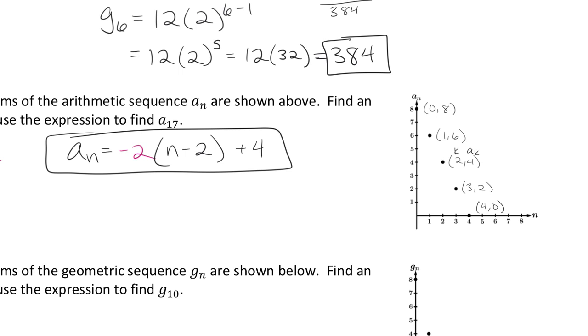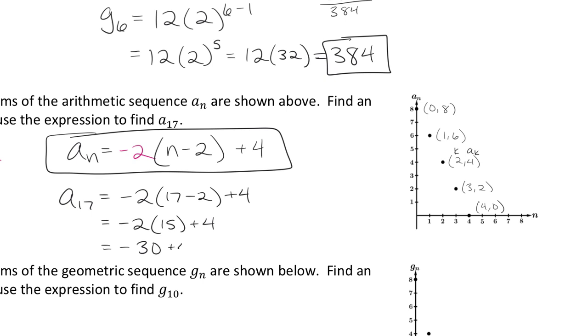But if we go on, it says to find a sub 17, which means all we need to do is plug 17 into that formula and calculate without a calculator. 17 minus 2, we start on the inside with PEMDAS. So 15 times negative 2, negative 30, and then negative 30 plus 4, negative 26. We would have gotten the same answer if we used any of those coordinate points.